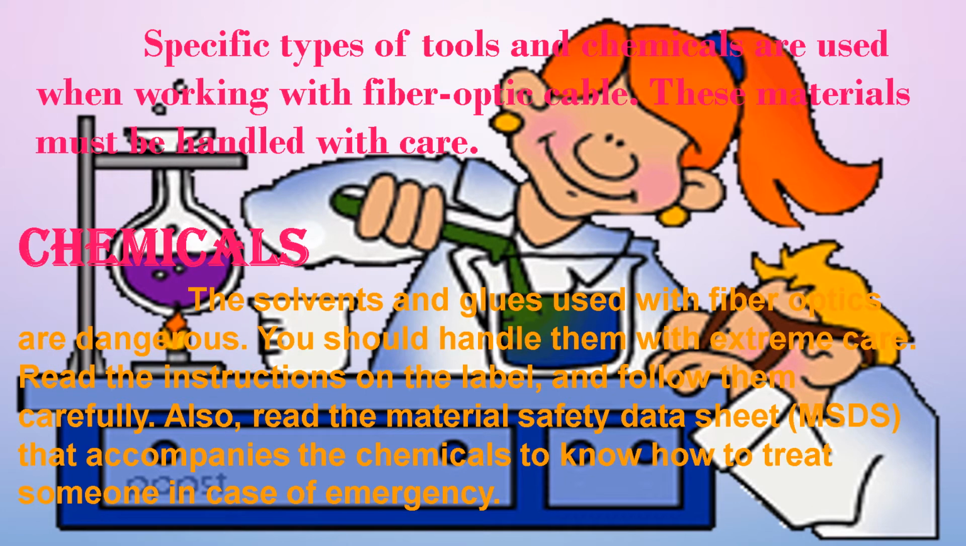Specific types of tools and chemicals are used when working with fiber optic cable. These materials must be handled with care. Chemicals. The solvents and glues used with fiber optic are dangerous. You should handle them with extreme care. Read the instructions on the label and follow them carefully. Also, read the material safety data sheets, or MSDS, that accompany the chemicals to know how to treat someone in case of emergency.